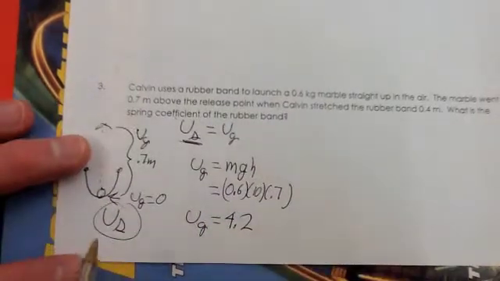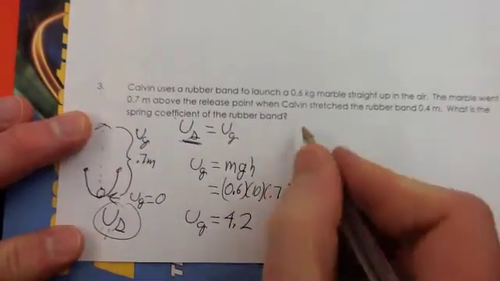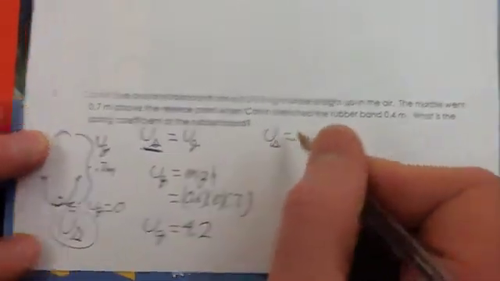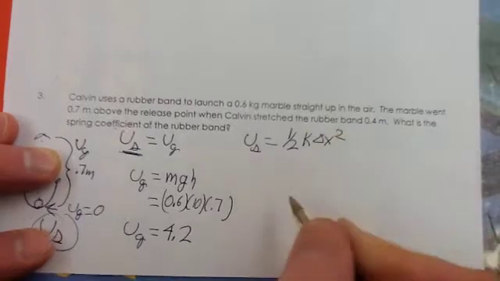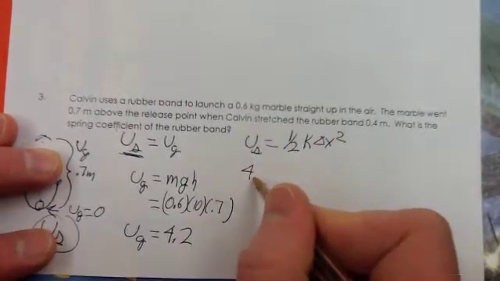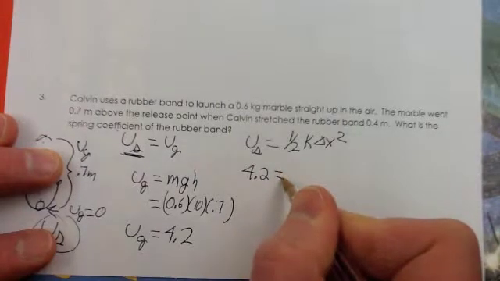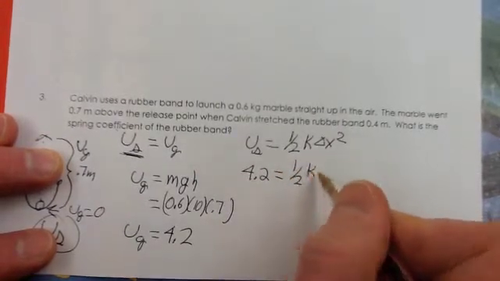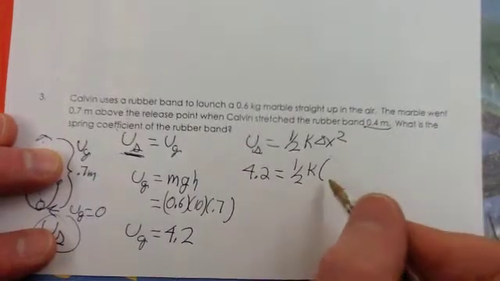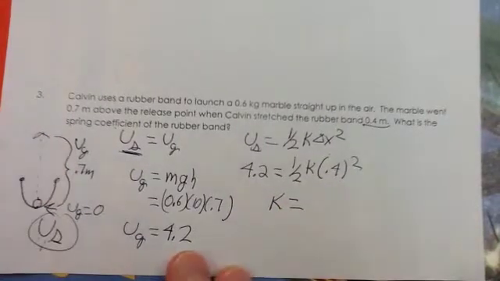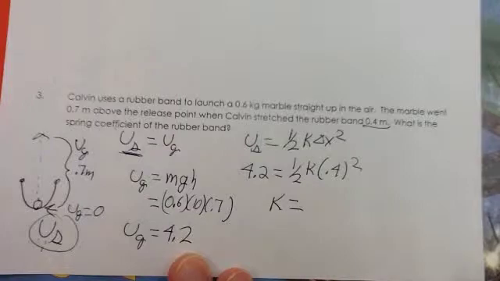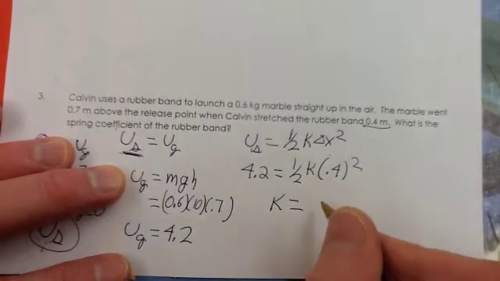Where did that come from? It all came from the spring. And my potential energy of the spring is 1/2, that's my formula, K delta X squared. So that means 4.2 equals 1/2 times K, which is what I'm looking for, times my delta X, I stretched it 0.4, so 0.4 squared. If you solve for that, you get K equals 2 times 4.2 divided by 0.4 squared, which is 52.5.